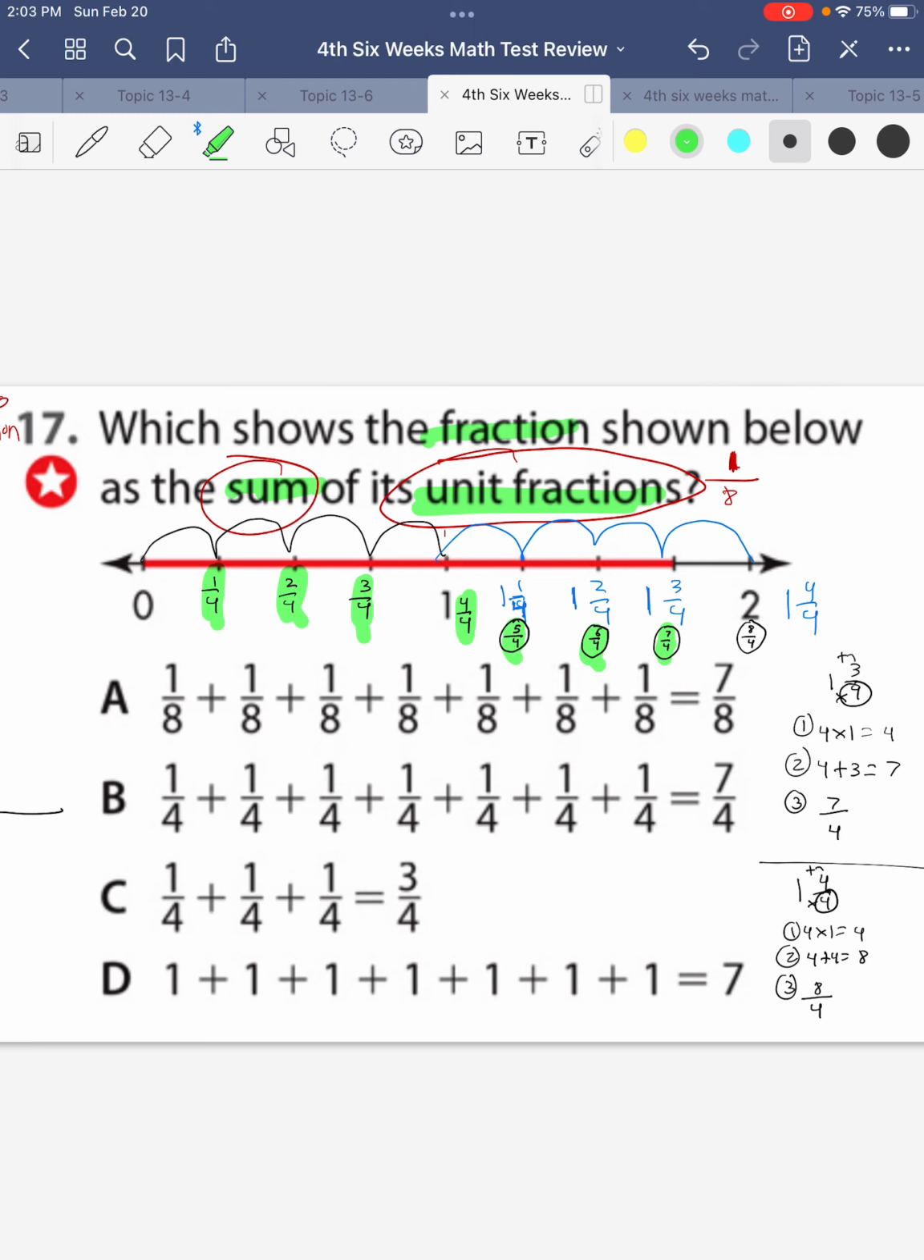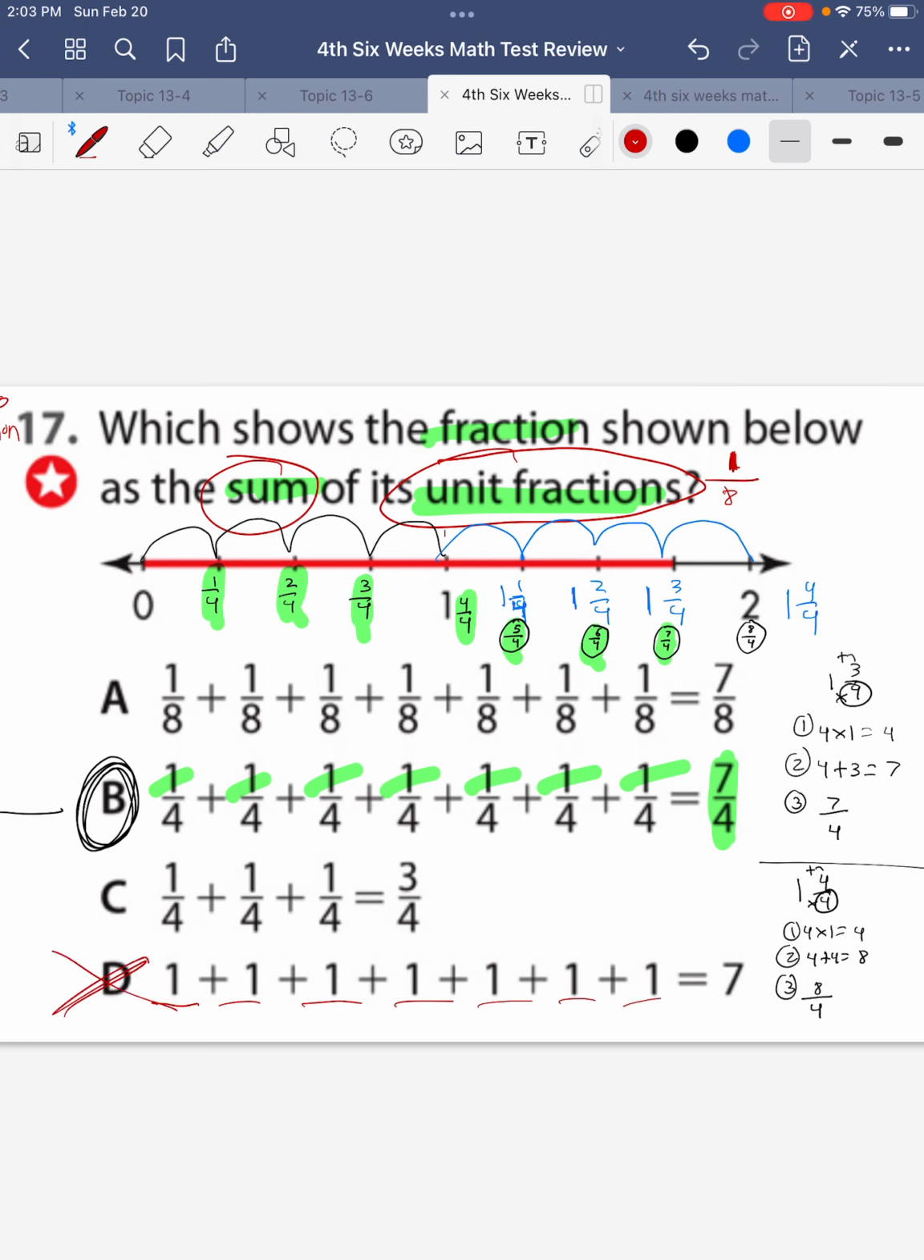The one that says that is this one, and I should have 7 here. 1, 2, 3, 4, 5, 6, 7. Okay, my answer will be B. Okay, the silly answer that we should know already is D. Okay, unit fractions are a fraction. These do not have fractions under them. There's no denominator, so it can't be D.